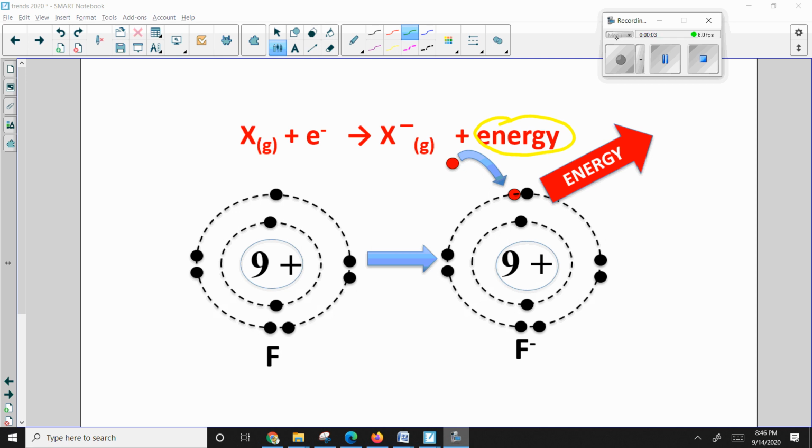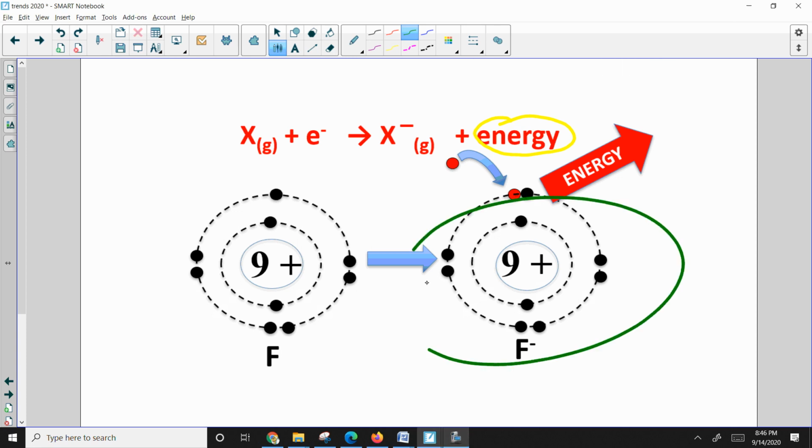Hi everyone, in this video we're going to be looking at electron affinity. We're going to continue our series of periodic trends. So what I have here is fluorine, and fluorine, remember, has 7 outer electrons. It really wants to pick up one more electron from somewhere to get this full outer level so it becomes stable. Now, it has a high desire for electrons.